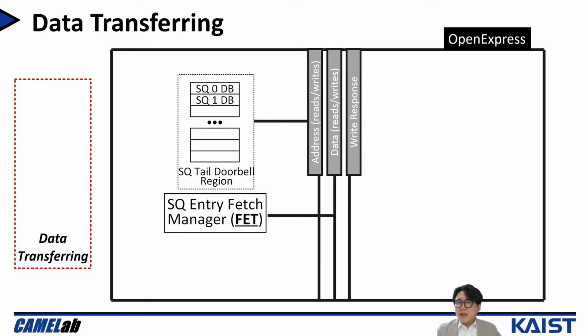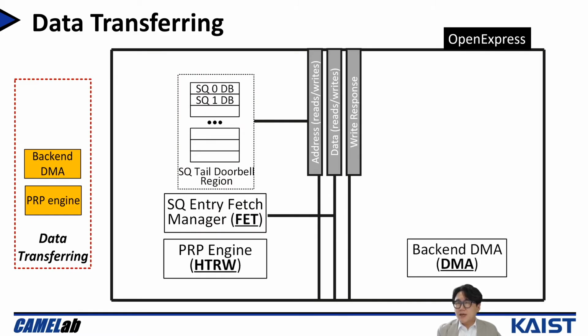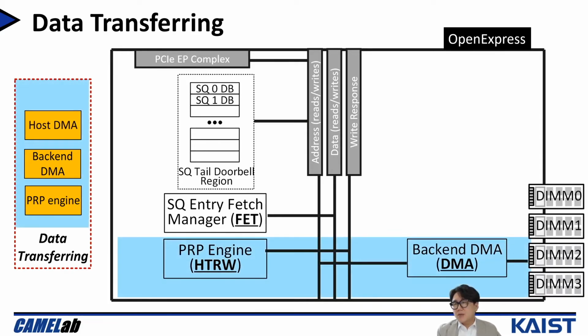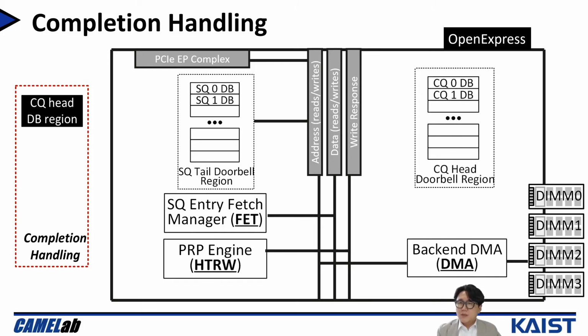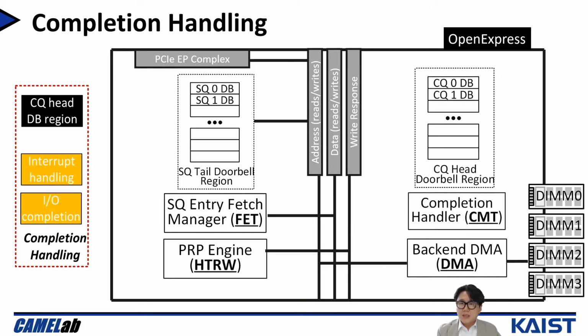OpenExpress has HTRW, which stands for the hardware transfer for read and write module, and the back-end DMA module composed of FPGA micro DMA IP cores. This will perform data transfer between the PCIe endpoint and the back-end memory channel modules. The completion handling logic is architected similarly to the queue dispatching mechanism. It has a doorbell region for the completion queue, and CMT, the completion handler, that manages interrupts and I/O completion related to MSI and the queue entry release.